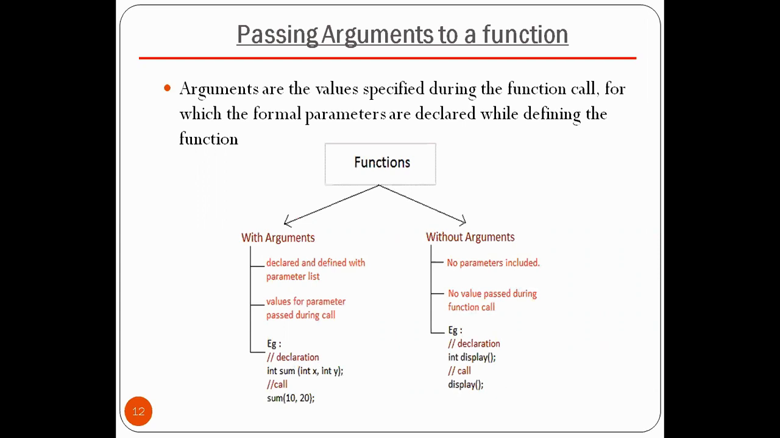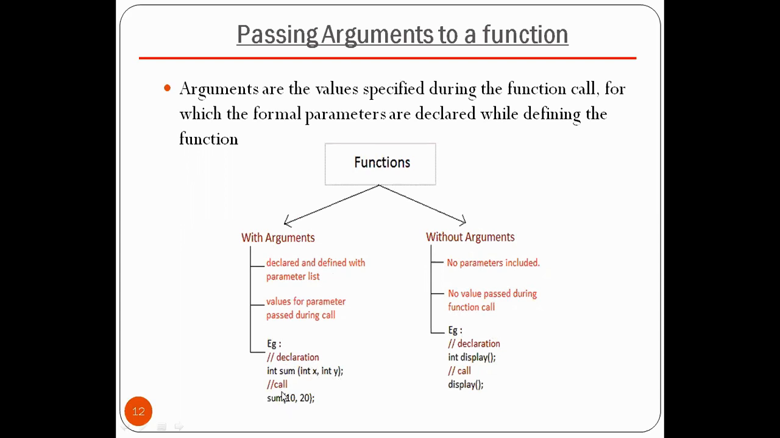while defining the function. Okay, when we call a function, when we define a function, there may be arguments or there may be no arguments. So a function can be with arguments and a function can be without arguments, right? So with arguments, declare and define with a parameter list and values of parameters passed during the call. You can see here, when we declare it, we will write integer x, integer y, whatever their type is, we will write in the brackets.